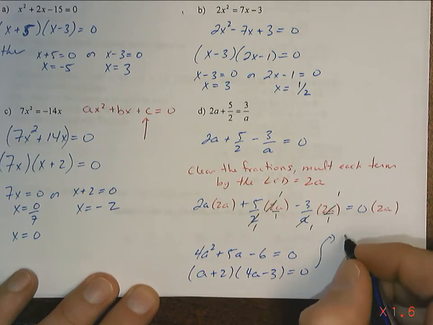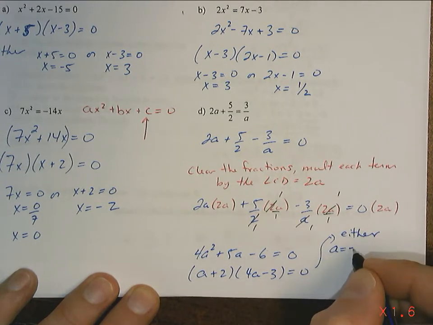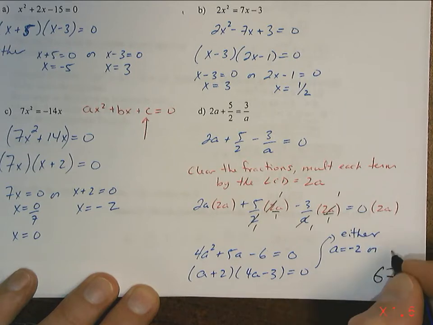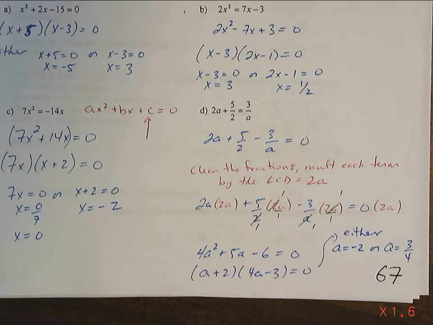So now we have either a plus 2 equals 0, in which case a equals minus 2, or a equals 3 over 4, which comes from this equaling 0. And those are my two roots.